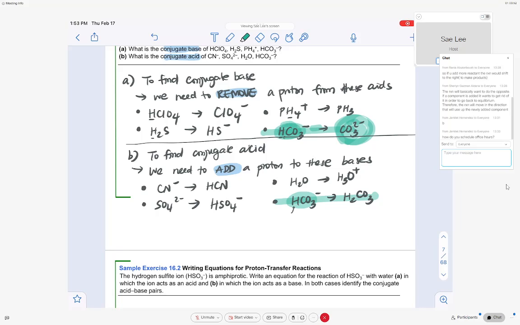So the hydrogen carbonate ion is amphiprotic. It can act as an acid, in this case losing its proton, or it can steal a proton from something else and generate the acid. So it can act as an acid or a base.